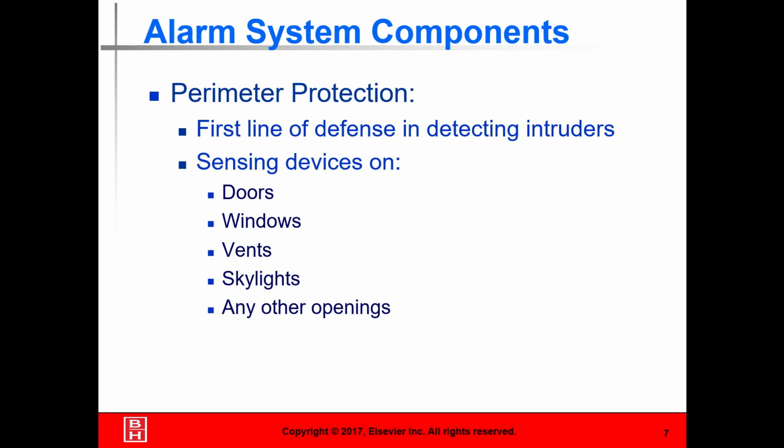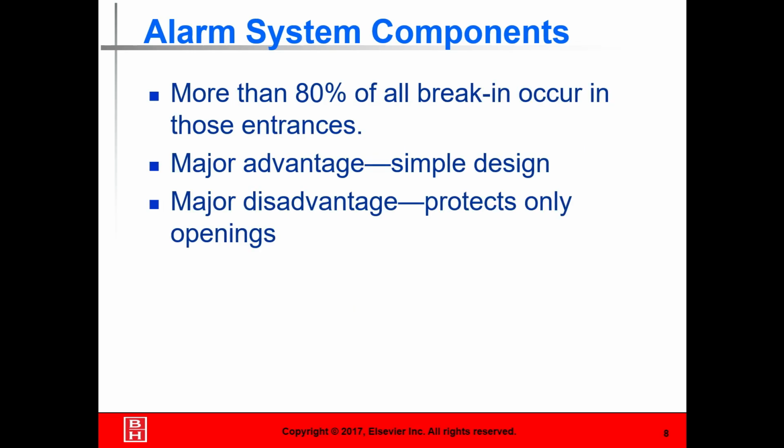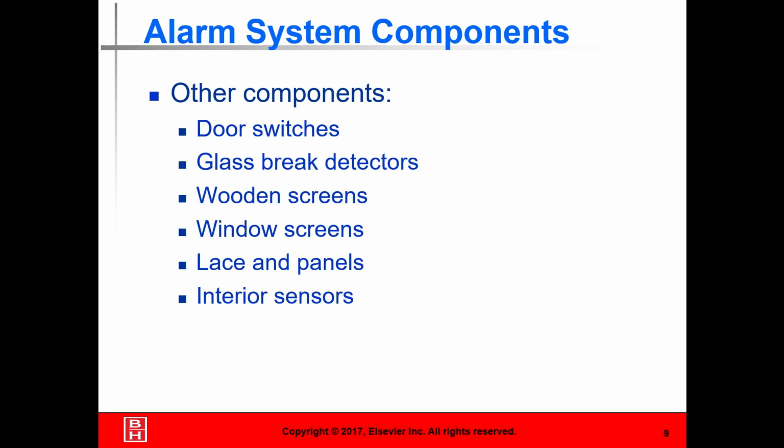As we've talked about, perimeter protection is the first line of defense to detect an intruder. The most common points of entry for a premises are the doors, windows, and skylights in a business or home. Since 80% of all break-ins occur through these openings, perimeter protection is the simplest in design. Door switches are installed on the door or window in such a way that opening a door or window causes a magnet to move away from the contact, signaling the alarm.